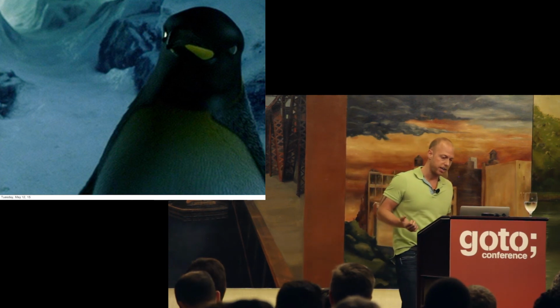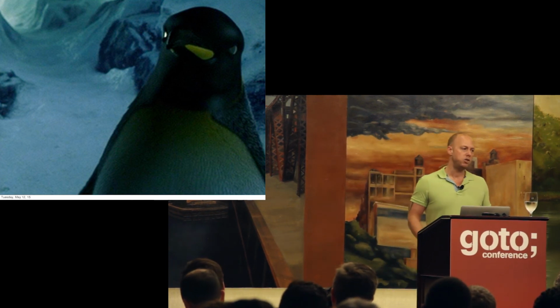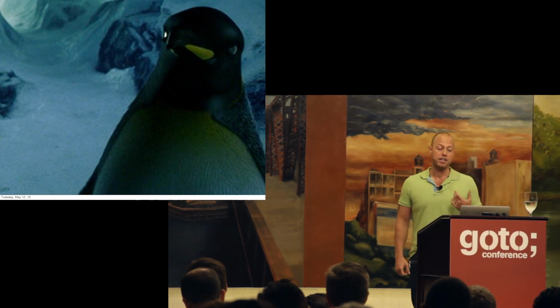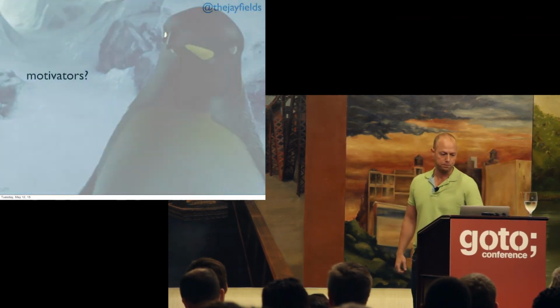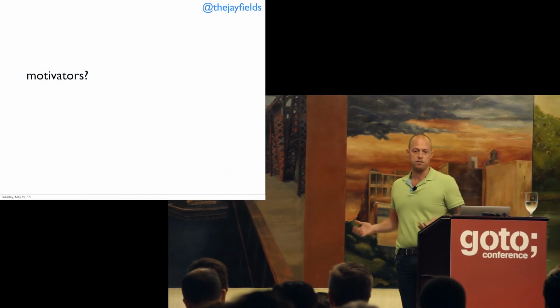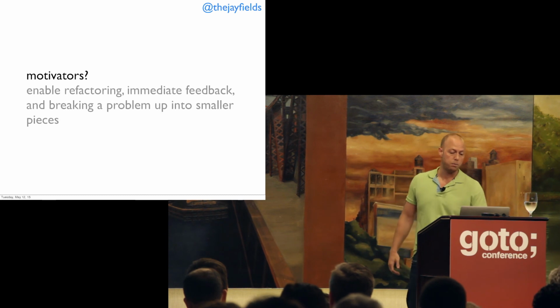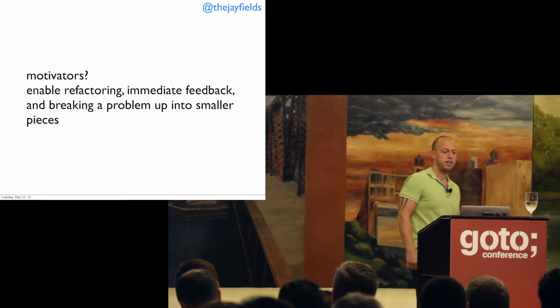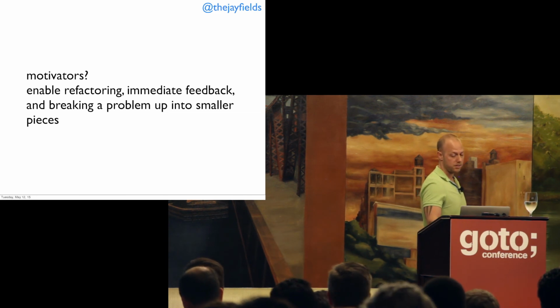So what if we took a step back and we said, you know, maybe DRYing everything in the exact same way is not the appropriate solution. Maybe I need to look at my tests in a completely different way. So again, it comes down to why. What motivates us? So let's say, for the sake of the talk, that what motivates Bob is he wants to enable refactoring, wants immediate feedback, and he wants to break the problem up into smaller pieces.